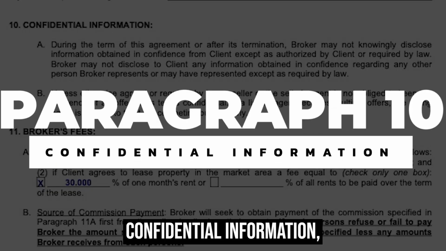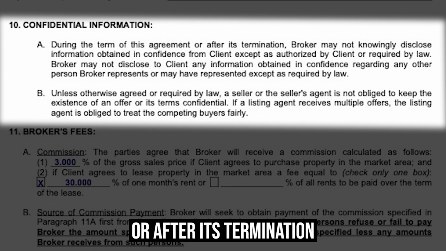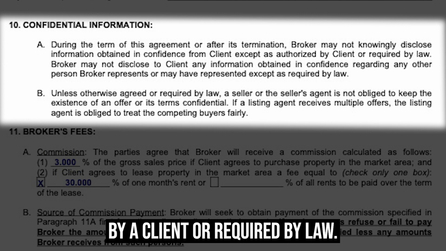Paragraph 10 talks about confidential information. And this is an important one. It says during the term of this agreement or after its termination, broker may not knowingly disclose the information obtained in confidence from the client except as authorized by a client or required by law.